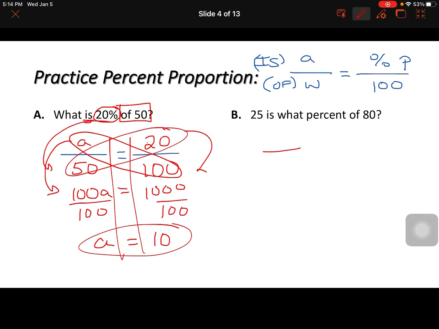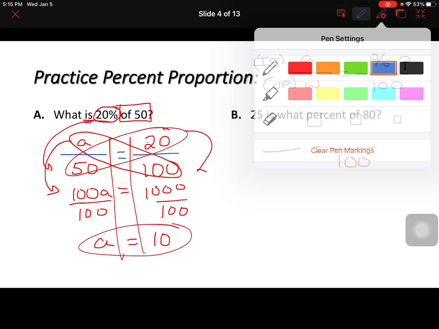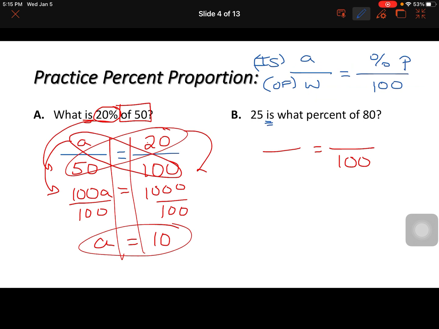If we go ahead and set up the next one and give this one a shot, we're going to put 100 here. We're going to look for those key words, and we see our is, we see our of, but I see no percent symbol, so that tells me what percent. Well, that is what we're missing. We're missing the percent.